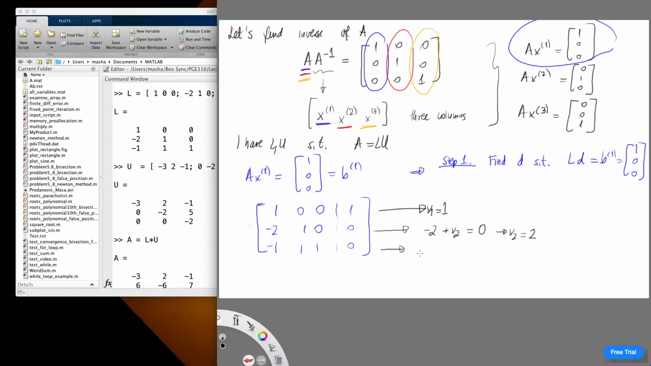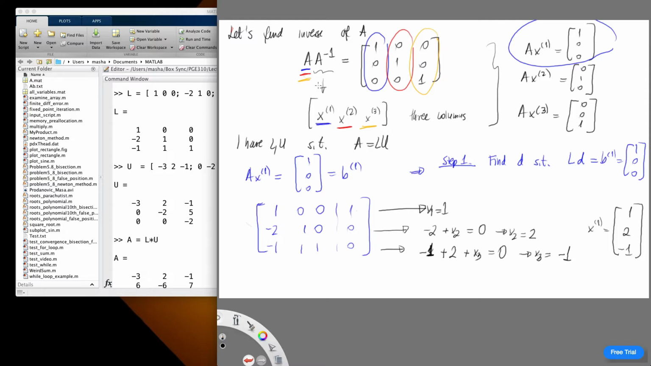Here I have minus x1, which is minus 1, plus 2, plus x3 is equal to 0. What is x3? Minus 1, right? So my column that I'm calling x1 is 1, 2, minus 1. That is the first column of my inverse matrix. Okay?